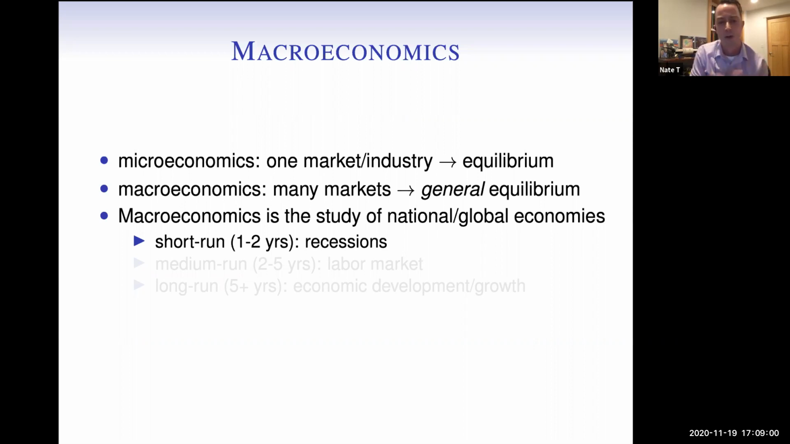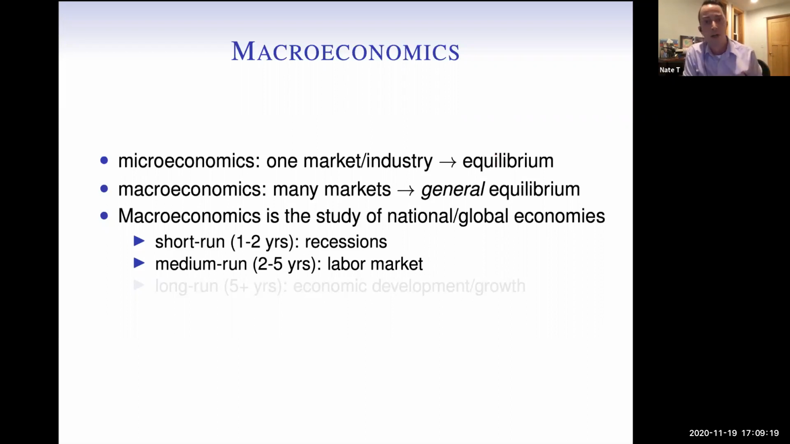Are we thinking about the short run? Are we thinking about the next recession? Are we thinking about how long this recession is going to last? That's kind of a 1 to 2 year horizon. Are we thinking about the medium run? Are we talking about the medium run, maybe something between a 2 and 5 year horizon?